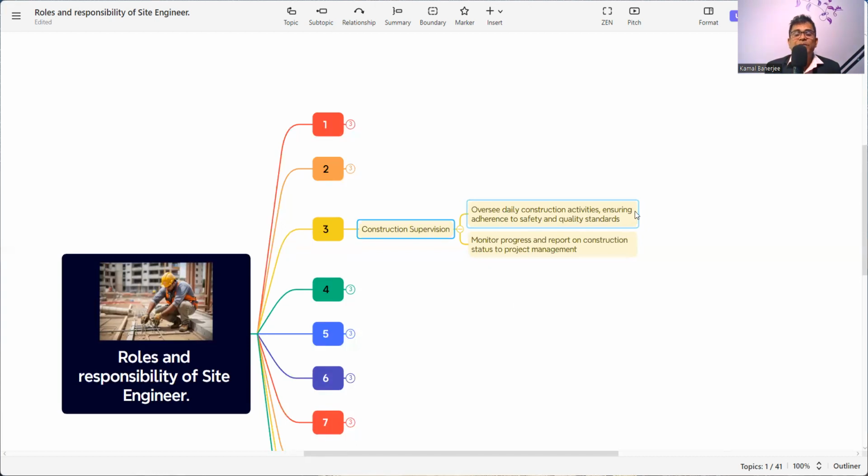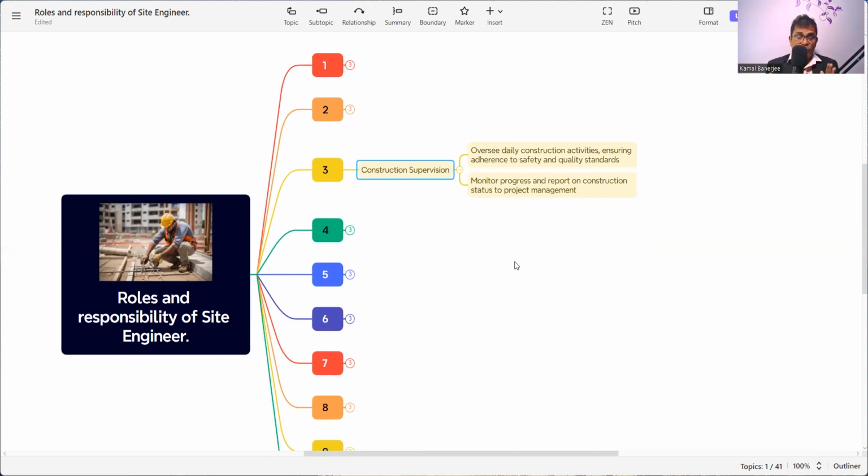Oversee daily construction activities, ensuring adherence to safety and quality standards. Monitor progress and report on construction status to project management. Now, you need to understand what your scope is, then what you need to check whenever you are going to the site, as per the quality concern and as per the safety concern. You need to be very careful about both, and you need to inspect whenever you are doing construction supervision, because as a site engineer you need to give feedback to your construction manager or project manager that your work has been completed as per the project requirement or project quality.